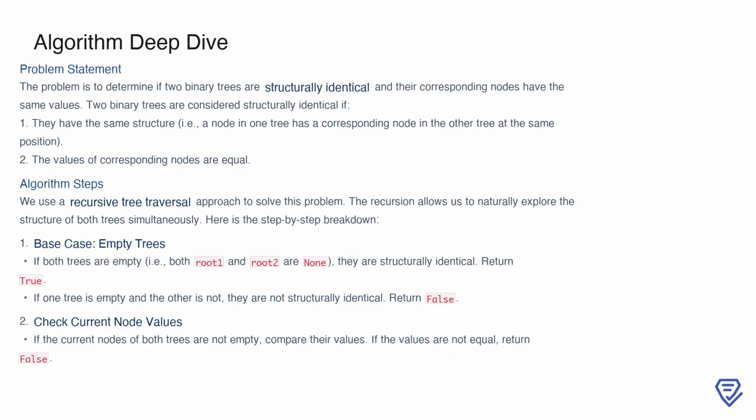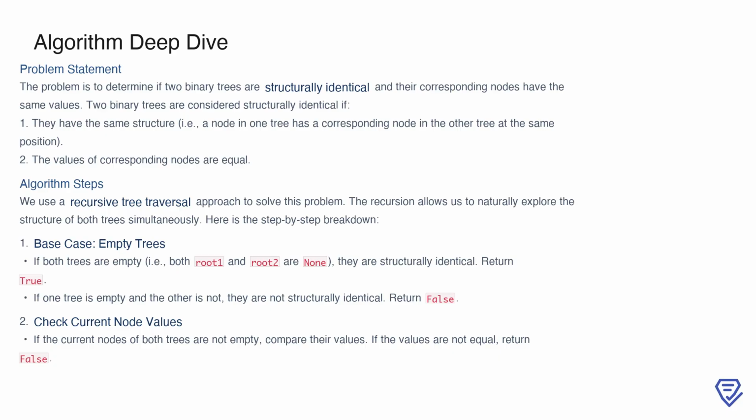Recursion is particularly effective here because it allows us to simultaneously explore the structure and values of both trees layer by layer. The first step is the base case. If both trees are empty, meaning their roots are None, they are inherently identical, so we return true. However, if one tree is empty while the other is not, then they can't be identical, and we return false.